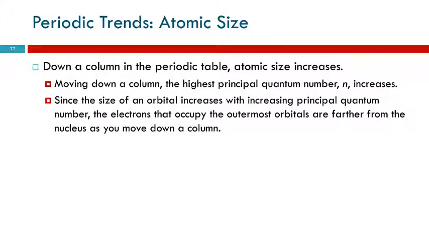Going down a column, atomic size increases, and this one makes sense. You think about lithium with 3 protons and 3 electrons, or cesium with 55 protons and 55 electrons. You'd think, well, cesium must be bigger, and it is bigger. As you're going down, the electrons are going into larger and larger shells, higher and higher floors in the quantum hotel. And so the larger shells are farther from the nucleus, and so the atom is going to be larger as well.